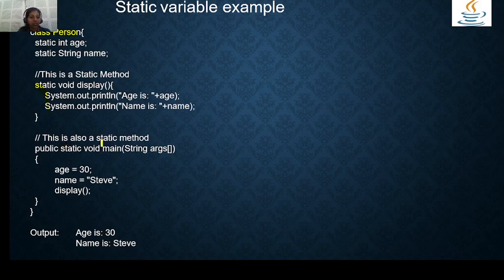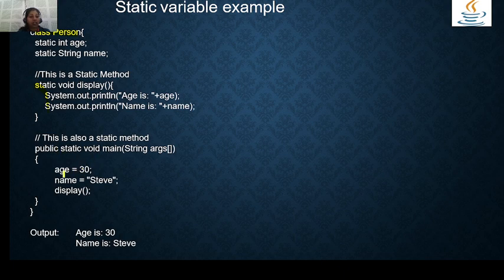Okay, this is also a static method. So the first entry point, which is our main method. The main method is also a static method. Why is it a static method? Because that is the entry point and we are calling that method without creating an instance of the class. Okay, so the main method is a static one. We will see the syntax of the main method once again: public static void main, String args.